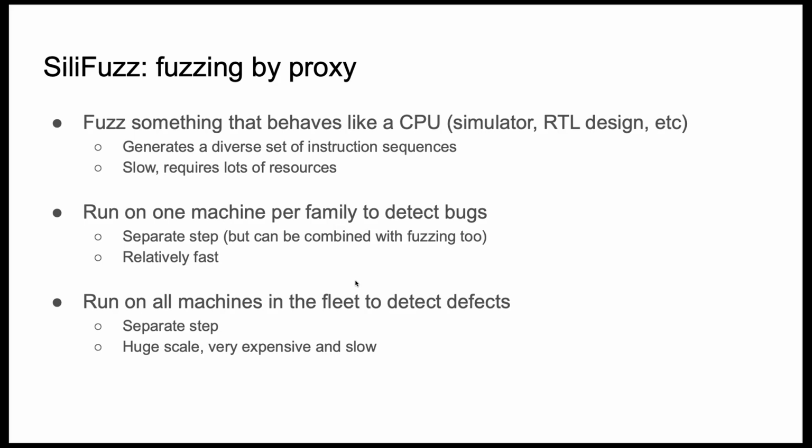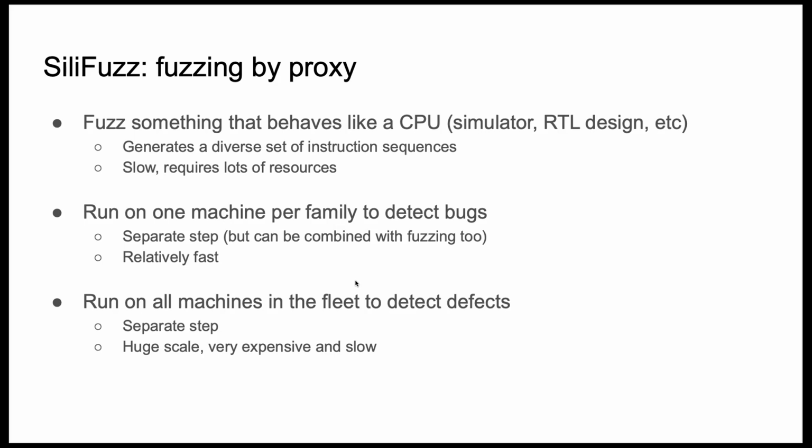And then once we have that corpus of inputs, we have two goals: detect bugs and detect defects. If you want to find CPU bugs, you basically only need one CPU for the family, and you can run all the tests there. If one of the tests misbehaves, you found the bug. It is relatively straightforward, but the bugs are not that frequent. We found a handful, I would say.